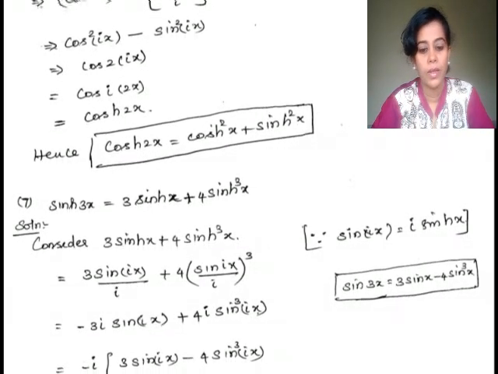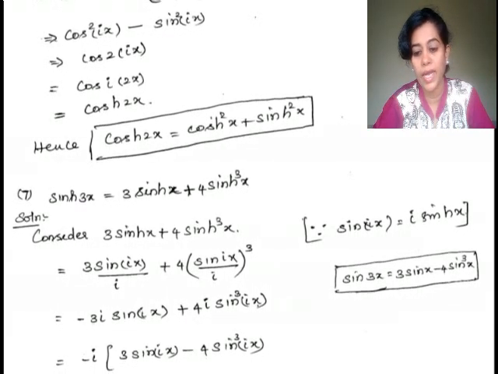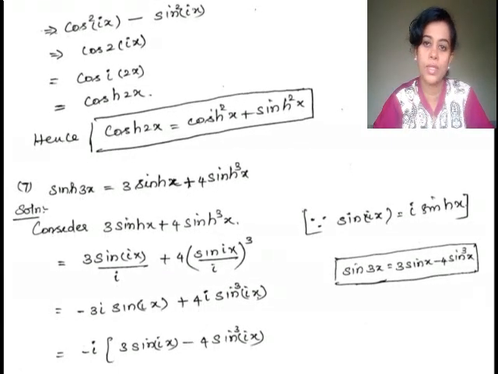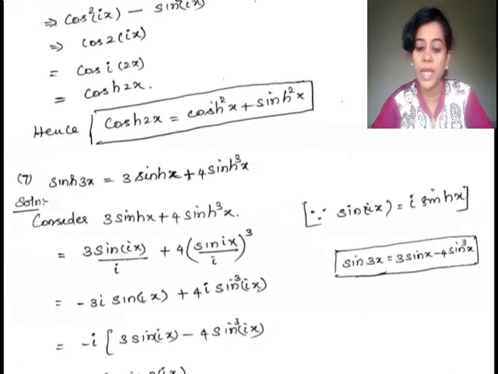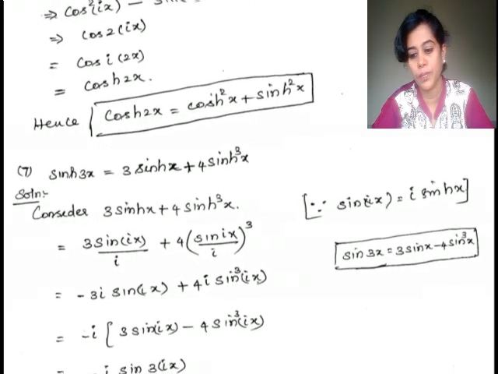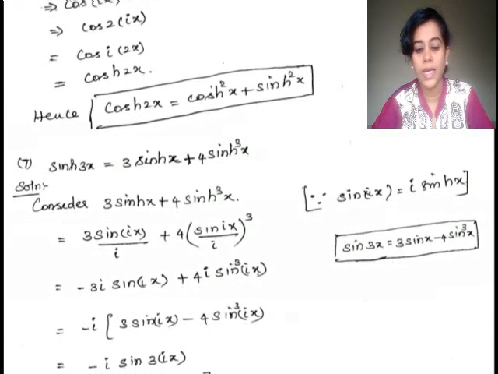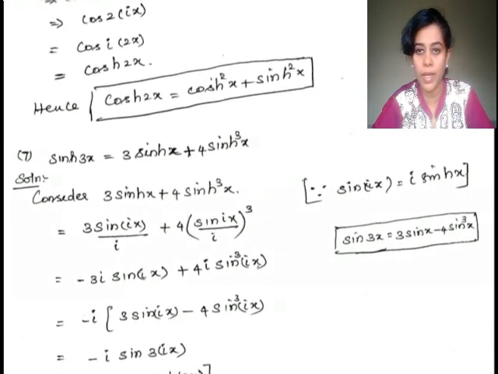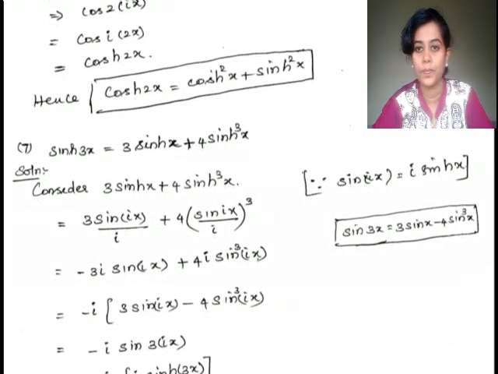The next one is sinh 3x equal to 3 sinh x plus 4 sinh cube x. And we all know that sin 3x is equal to 3 sin x minus 4 sin cube x. Similarly, here we are going to prove the hyperbolic function sinh 3x is equal to 3 sinh x plus 4 sinh cube x. Consider the right hand side, 3 sinh x plus 4 sinh cube x. So that will be written as 3 sin ix by i plus 4 sin ix by i the whole cube.